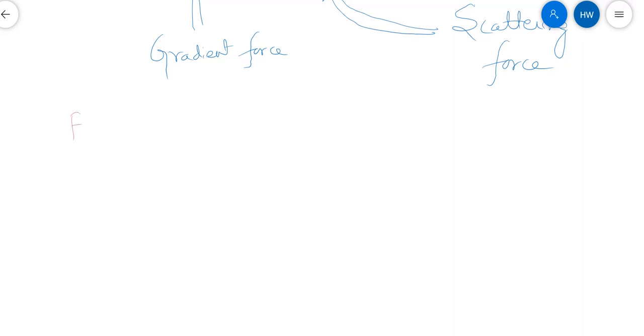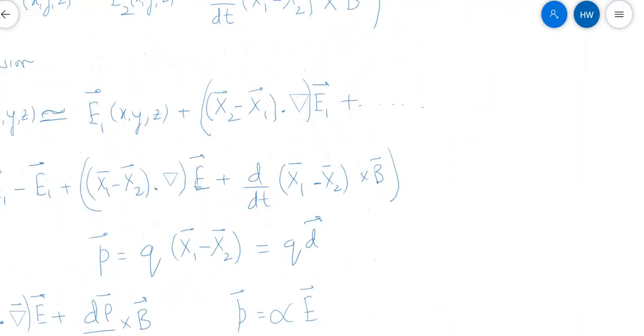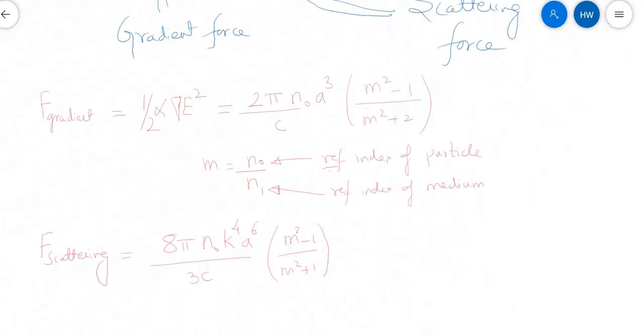So this F gradient, please don't try to remember this formula, but I'm just giving it so that you can appreciate the way it is done. For the spherical particle, one can write down the gradient force in this manner. The gradient force is basically half alpha, being the polarizability, times the gradient of E square. So this is what you get, and this is the gradient of the intensity, which is a function of R.